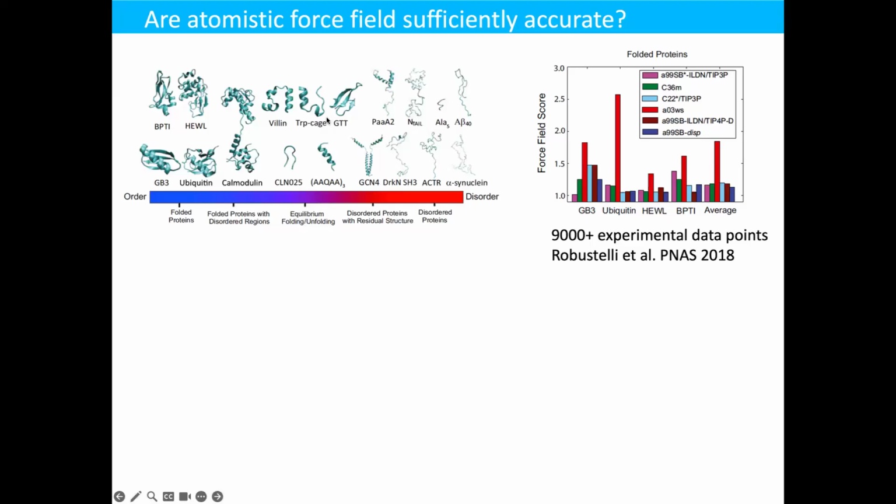But then the question arises: these force fields have been parameterized to try to capture the properties of well-folded proteins, like ubiquitin or GB3, that if you look at them by NMR, they are like rocks.